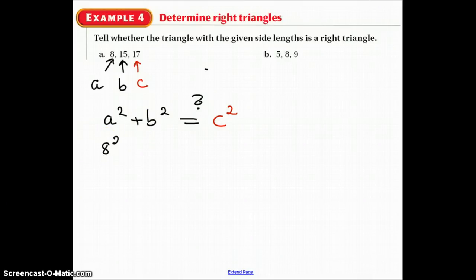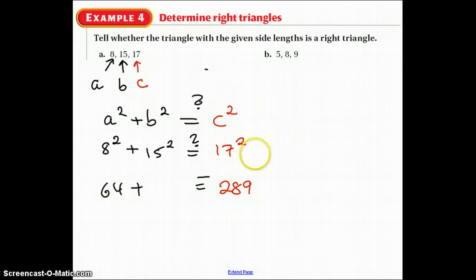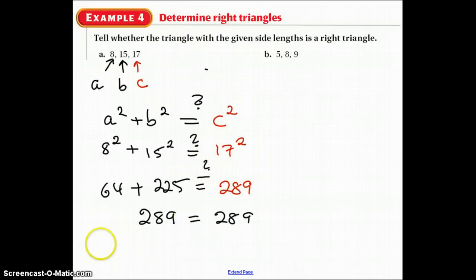So first we square 8, and then we add 15 squared, and we want to see if it's going to be equal to 17 squared. And 17 squared is going to be 289. 8 squared is going to be 64, and 15 squared is going to be 225. So if I add 64 and 225, I do get 289, which means that it's true, so I do have a right triangle. Yes, it is a right triangle.